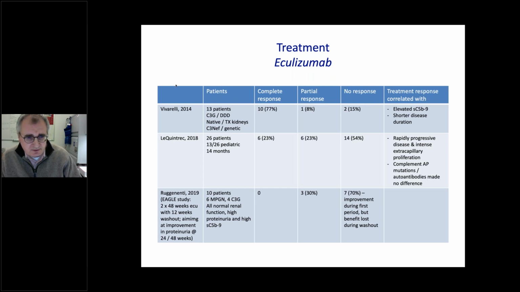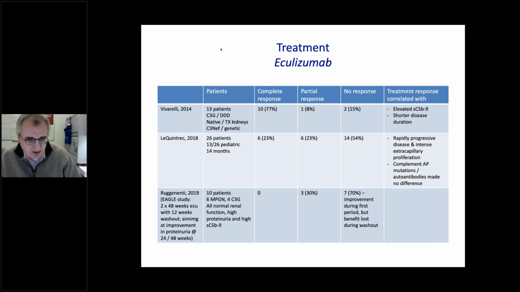A French cohort of 26 patients, half of them children, responded only in about 6 out of them had complete and 6 partial response. And in those patients, the underlying complement defect really didn't make a difference in the outcome.